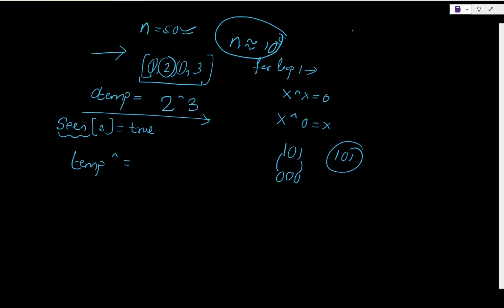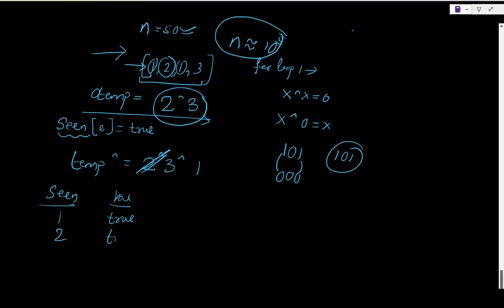So what that would do is, let's say we encountered 1 for the first time. So initially temp was 2 XOR 3. And when we encountered 1, it's initially not seen. So now temp will become 2 XOR 3 XOR 1. And we'll mark seen of 1 as true. So for the seen table, for 1, this becomes true. Then we go to 2. 2 is also not seen. So we'll take temp XOR with 2. 2 XOR 2 will cancel. This will go off. And seen of 2 will become true.